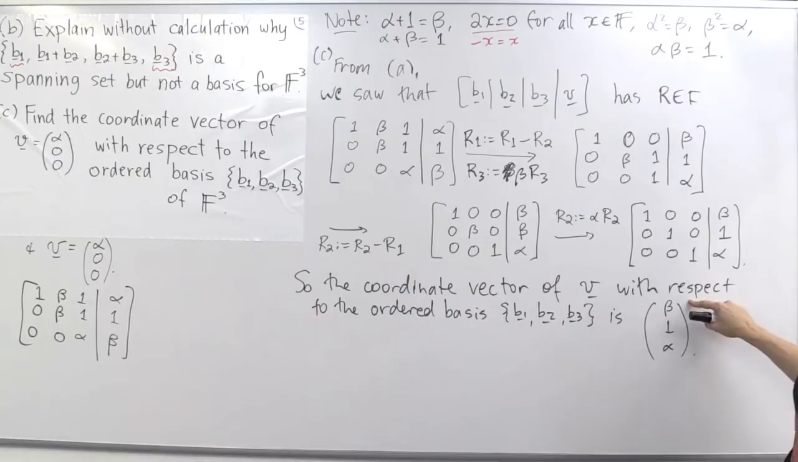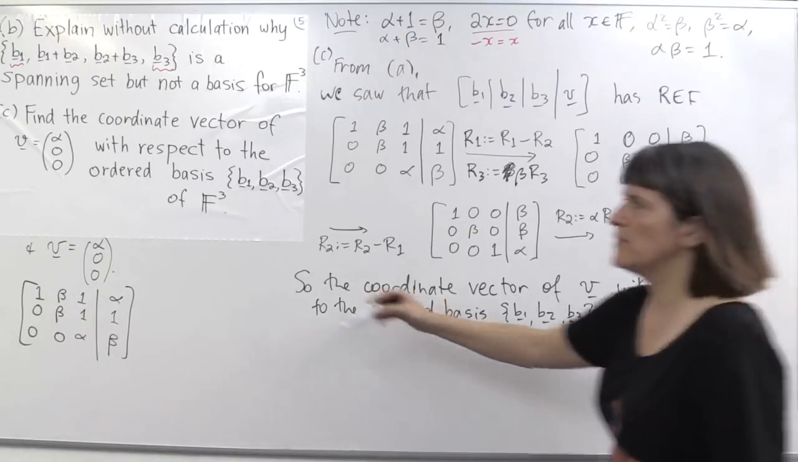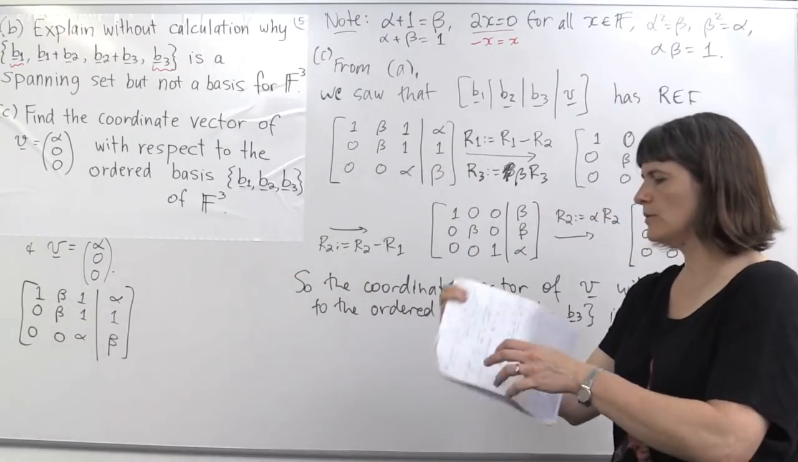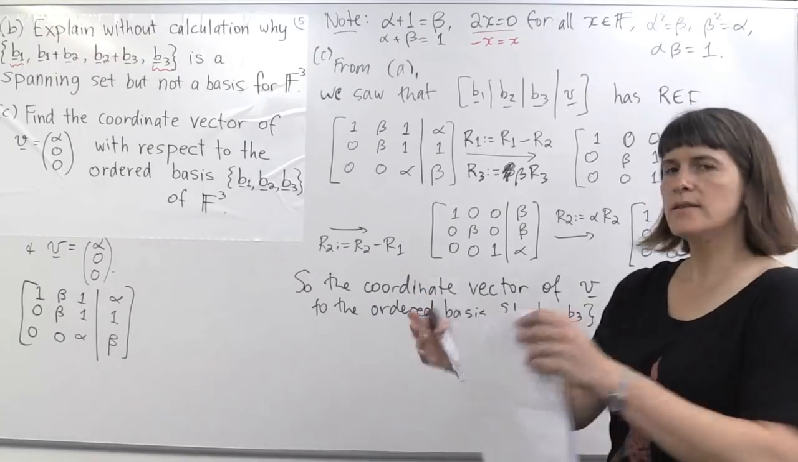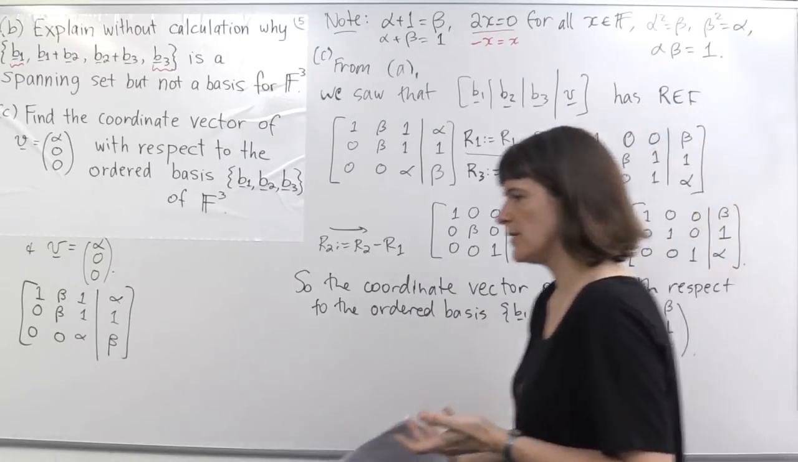You can form beta times B1 plus B2 plus alpha times B3, and you will get the vector V that we started with here, alpha, 0, 0. Okay, cool. Now that's the end of question part 3, and it's the end of the linear algebra part. And the final part of this question is probability stuff.